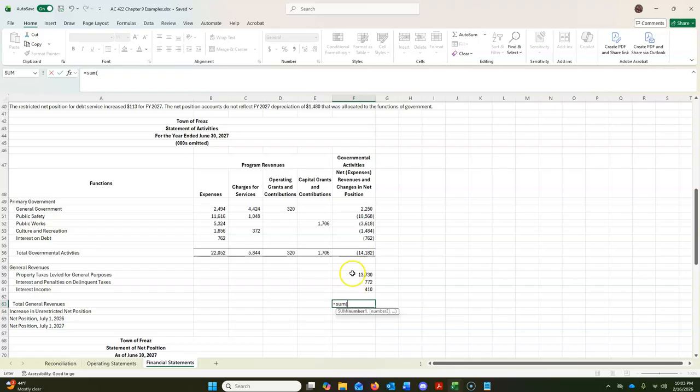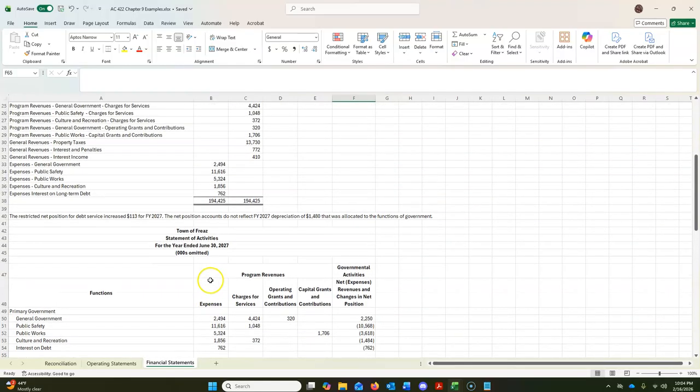And then, so I'm going to add these three revenues. Okay, and then I get increase or decrease in unrestricted net position. This is going to be a slight increase. I'm going to add my revenues plus my expenses. And so I get this change of $730. Okay, now I need my net position.